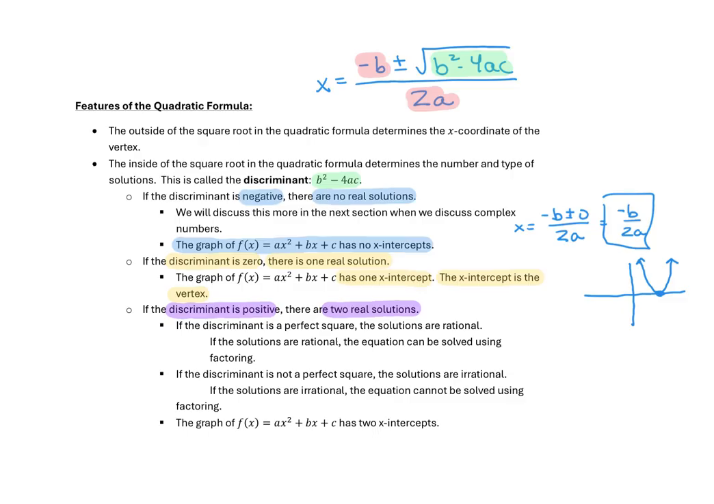We can also go ahead and separate this into two categories as well. And the first one is, if the discriminant is a perfect square, then you can simplify it, and our solutions are going to be rational numbers. They're going to be integers, they're going to be fractions, they're going to be nice numbers. If it is a perfect square, then you can solve this using factoring.